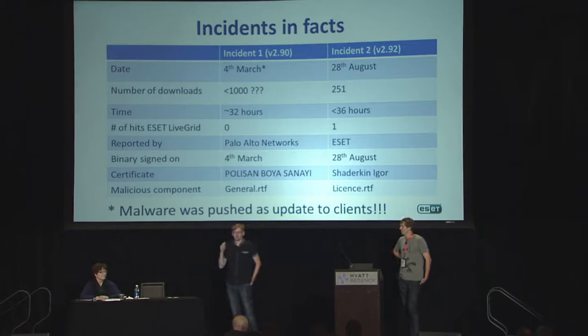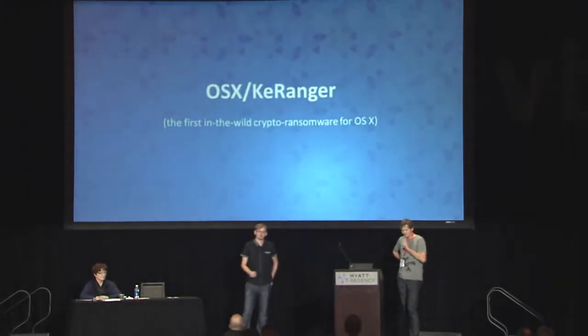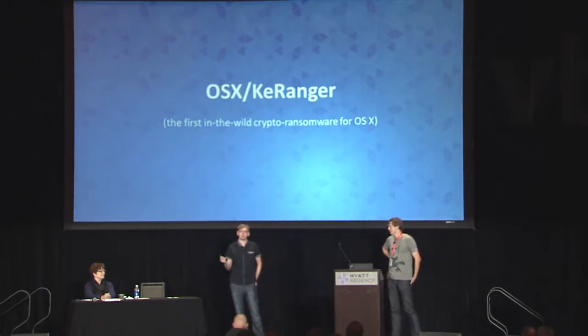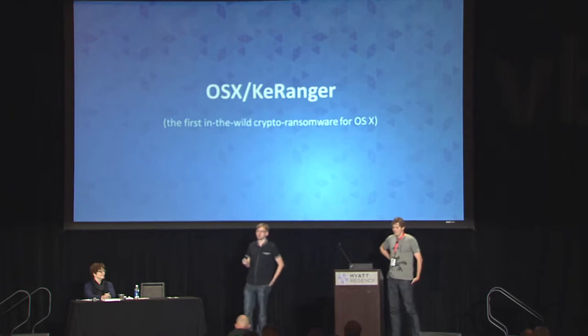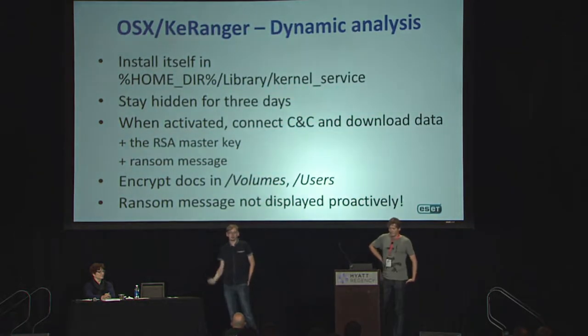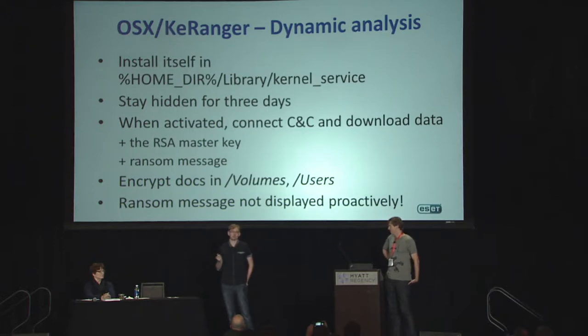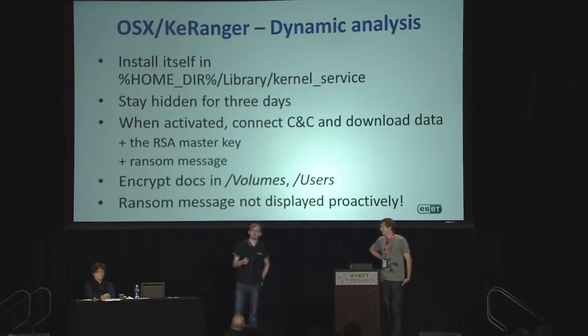Okay, let's start with the first malware. KeRanger, the first crypto ransomware on OS X, and the first malware we got during the Transmission incident. It installed itself into the Library folder. It stayed hidden for 3 days. It downloads from the CNC server an RSA master key and a ransom message, encrypts some of your documents, and gives you a little ransom message just next to the documents. It doesn't change any background or anything, as we are used to in Windows, only the documents.